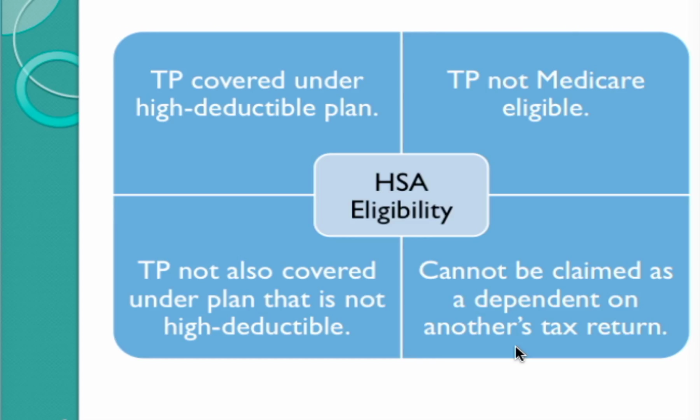In order to qualify for an HSA, like I said, you have to be covered under a high deductible plan. You cannot be covered under, so let's say you're covered under two plans, none of those basically can be a non-high deductible plan. You can't be claimed as a dependent for someone else, and you can't be basically Medicare aged.